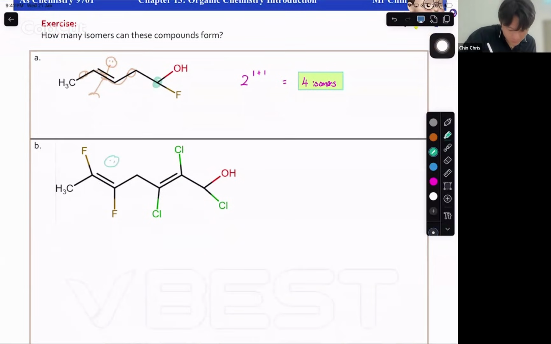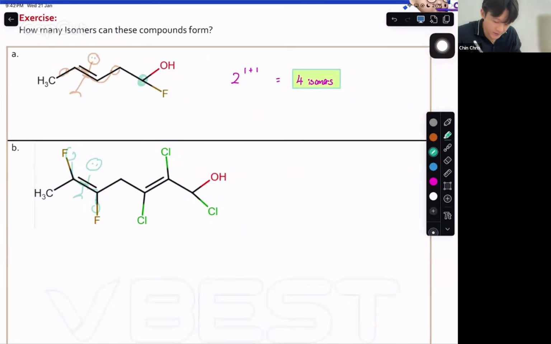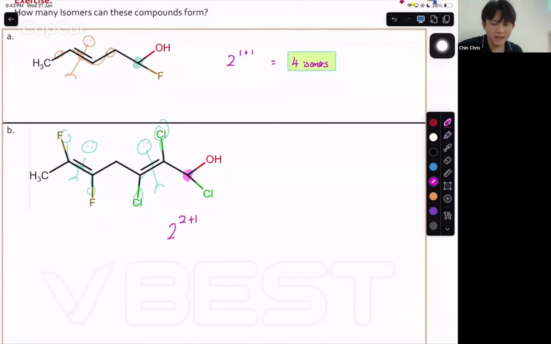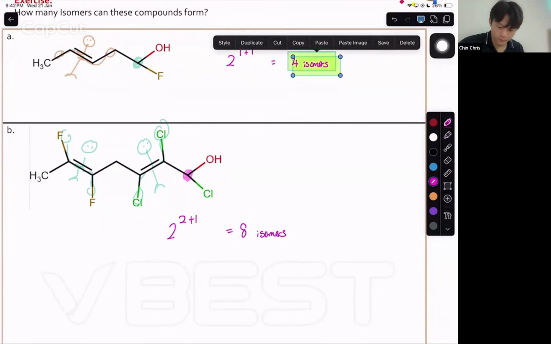First stickman, you see a trans. Second stickman, you see a trans again. Lastly, chiral center. Correct. So 2 to the power of 2 cis trans plus 1 chiral center, 8 isomers. Well done. Getting better. Good job.